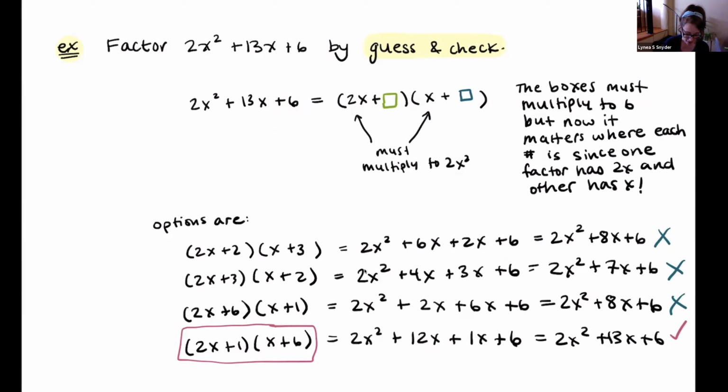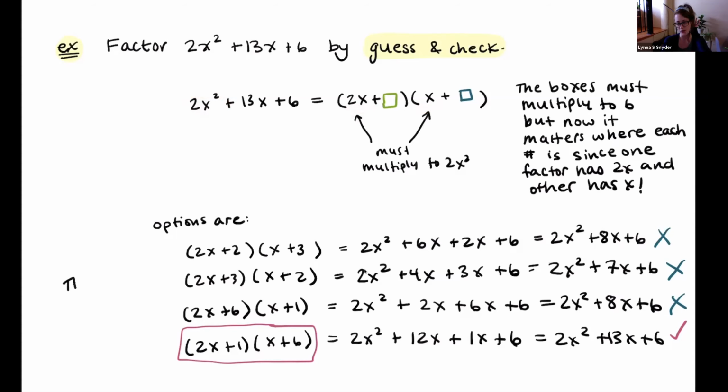And on top of that, maybe the 2x squared is something like 4x squared, so maybe you have a 2x and a 2x, or maybe you have a 4x and a 1x. And so that's even more options to try. So I would say this method is tedious, and I'm not going to use it in class, but you can if you'd like.